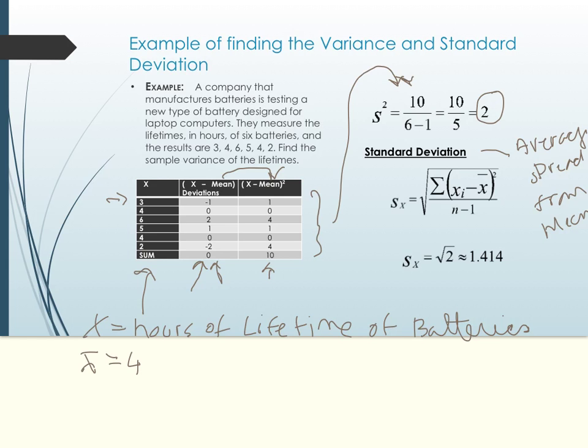The average spread from the mean is called standard deviation, and we just take the square root of variance. And in this case, when we took the square root of 2, we got 1.414 hours.